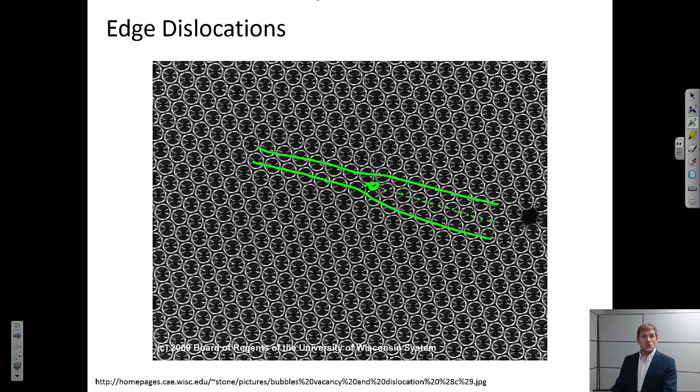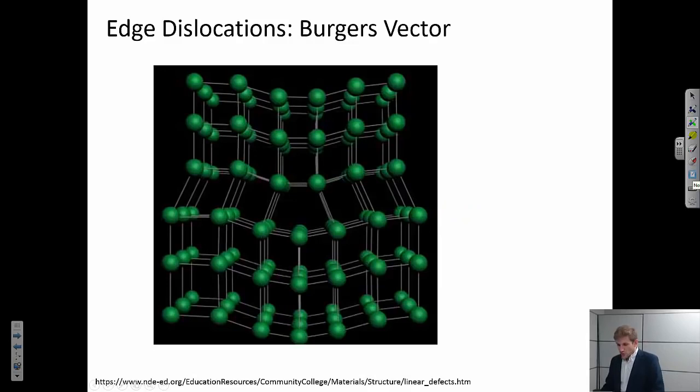So like I said, this is a two-dimensional representation, but if you can imagine the same thing in 3 dimensions, we would have a crystal lattice with an extra half a plane of atoms. And that edge that bounds that extra half a plane is called an edge dislocation. As a side note, if we look closely, we see another kind of defect, and that's a point defect called a vacancy.